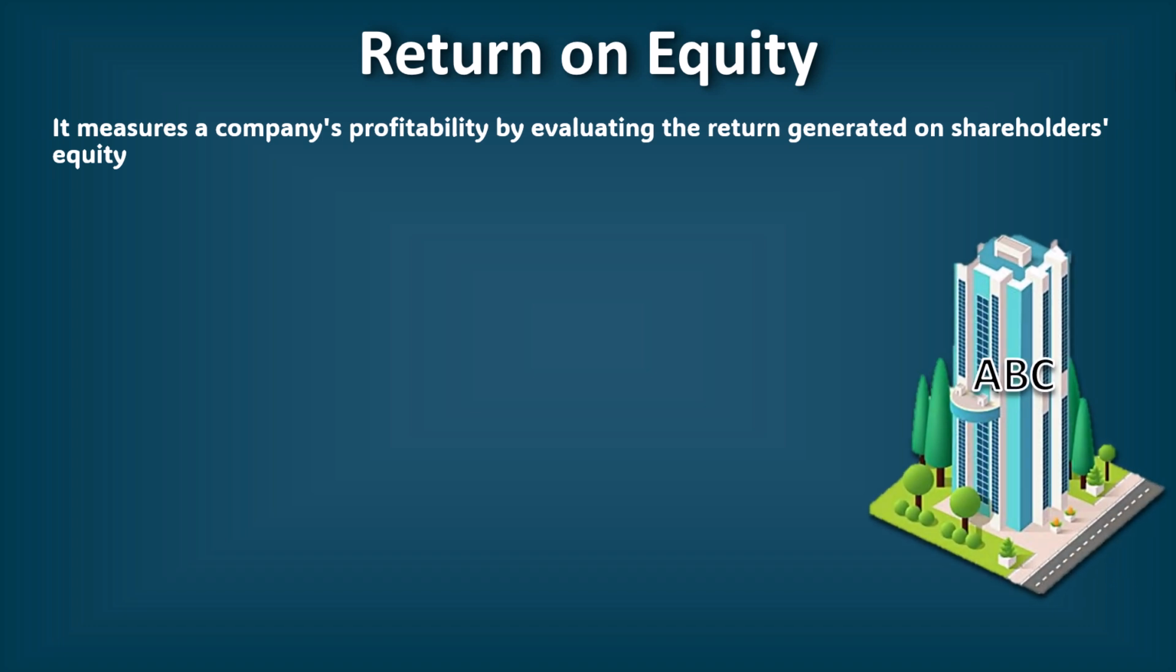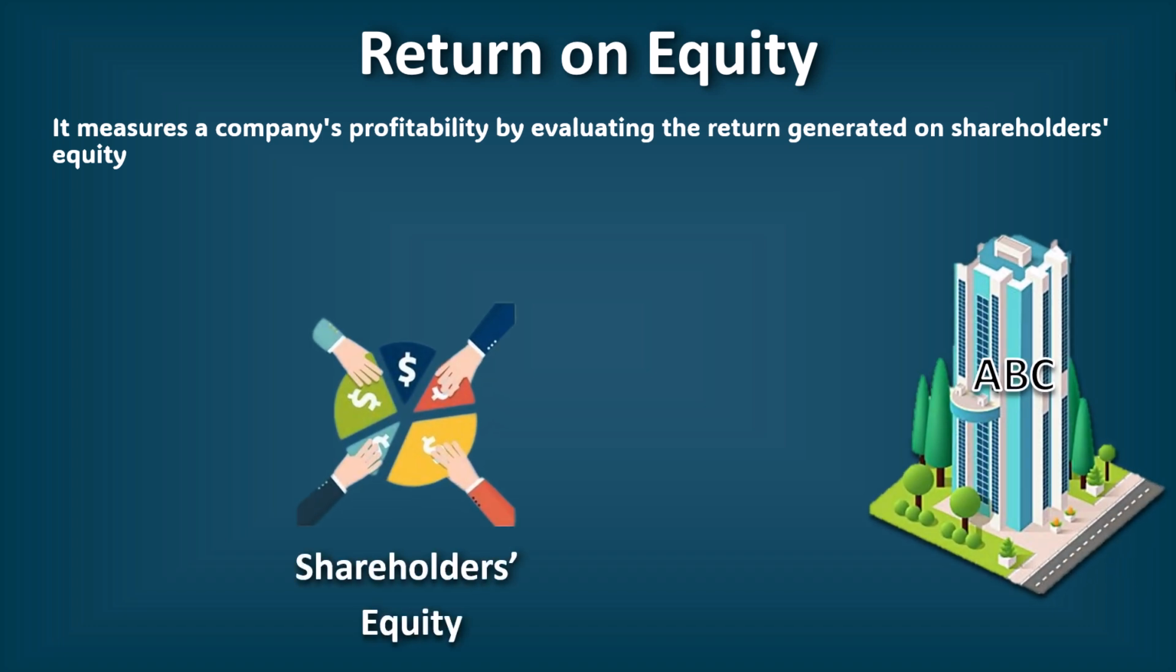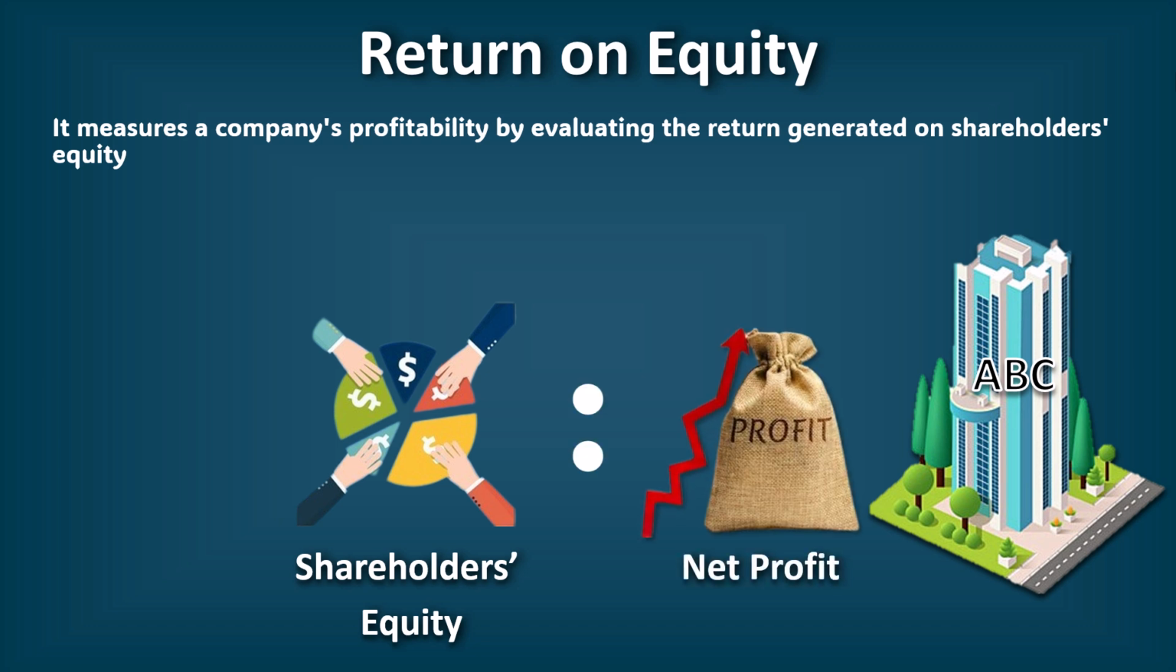A company has shareholders who invest their money, and the company earns a net profit. So we compare the value of shareholders' equity with the net profit of the company to see how well the company is using shareholder funds to generate profits. If the return on equity ratio is higher, it's a good sign for the company because it means the company is generating strong profits from the money shareholders have invested.